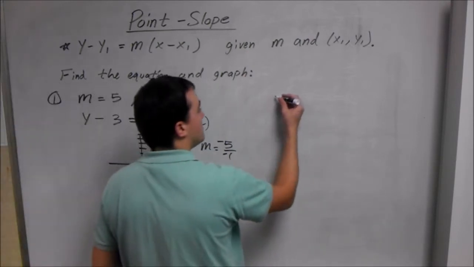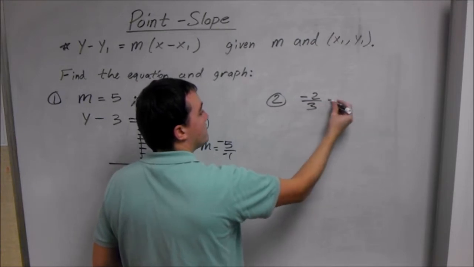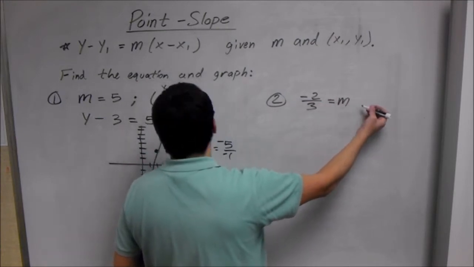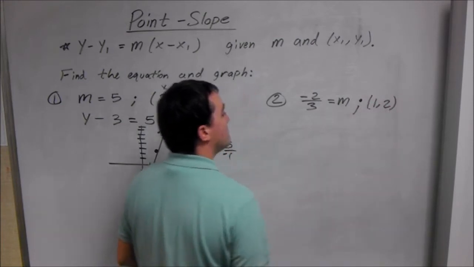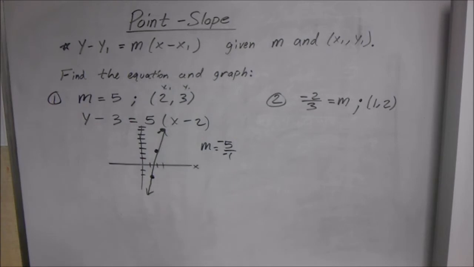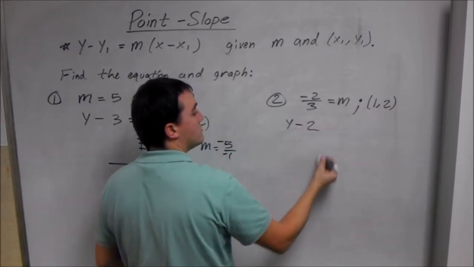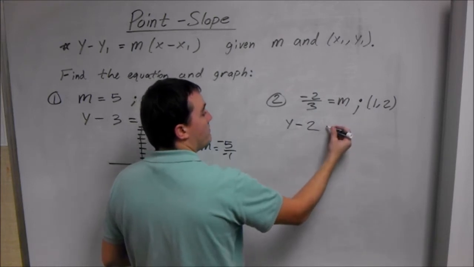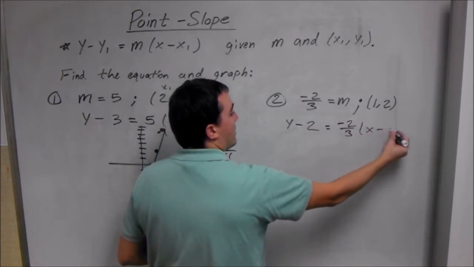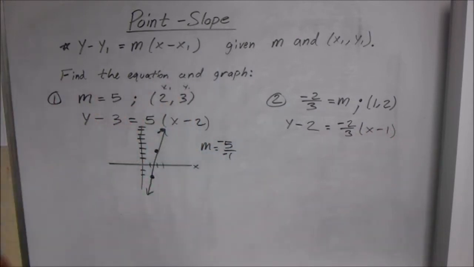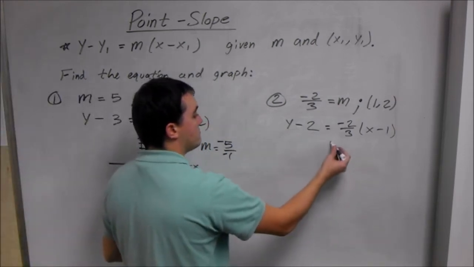Another example. Say we had negative 2/3 as our slope. And they give us the point (1, 2). So we make an equation if we have to. Y minus y1. Well, our y1 is 2. Equals our slope, negative 2/3, times x minus 1. That's our x1. And you can graph it from there.